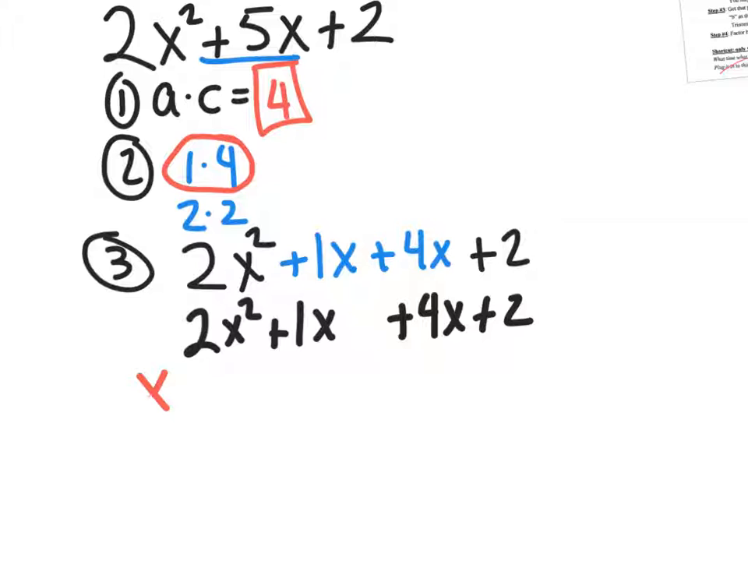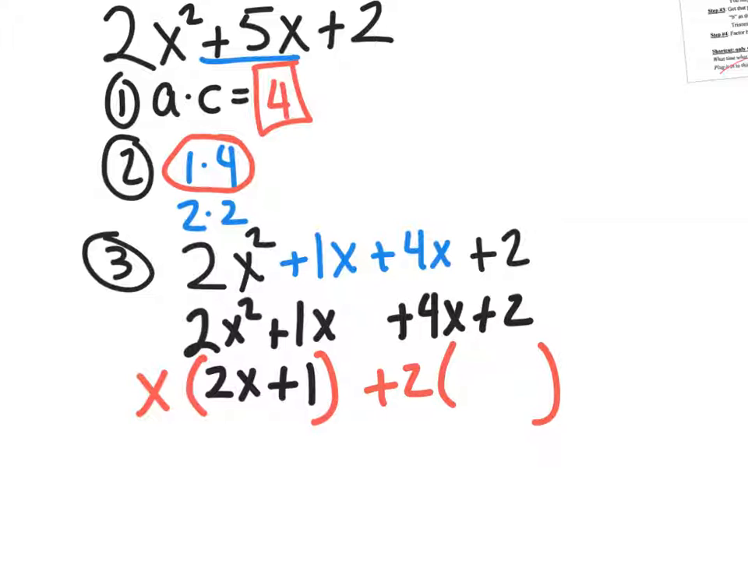I want to put an x out here. And if I pull out an x, what's going to be left on the inside? 2x plus 1. That's it. Okay, now let's look at the second group. In the second group, what's in common in both that I could pull out? Pull out what? A 2. So if we pull out a 2, what's going to be left on the inside?